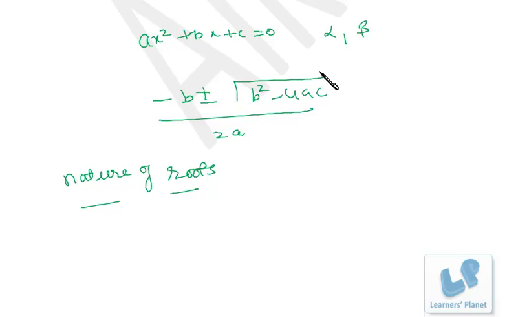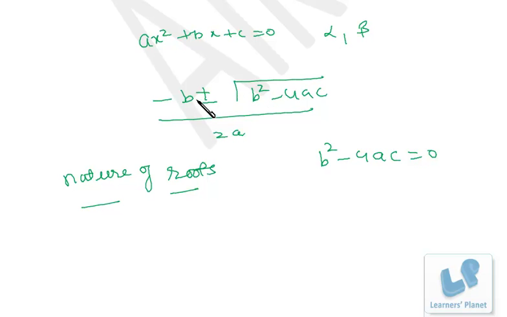The nature of roots depends upon b square minus 4ac. Nature of the roots means whether the roots are rational, irrational, real, or not real, which we have to see. It depends upon b square minus 4ac, which may take any value. So there are three possibilities. The first is b square minus 4ac is equal to 0. Now if b square minus 4ac is equal to 0, then what would happen? This plus minus will be meaningless because you'll have 0 there. So in that case, what would happen?